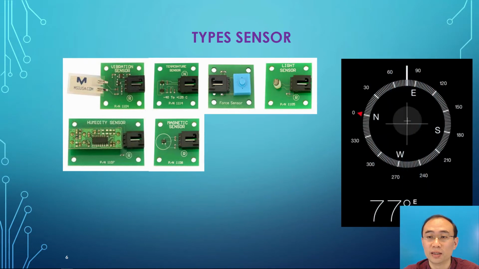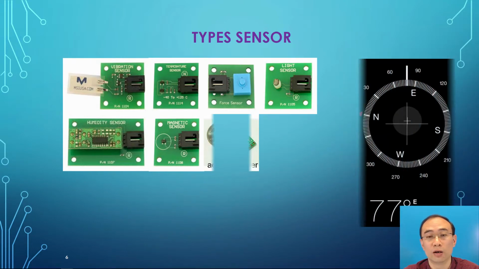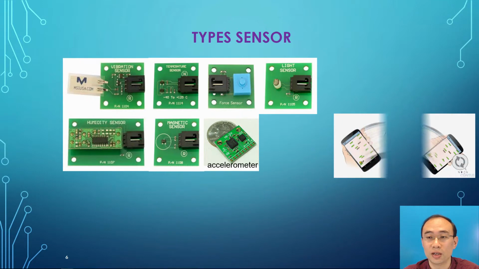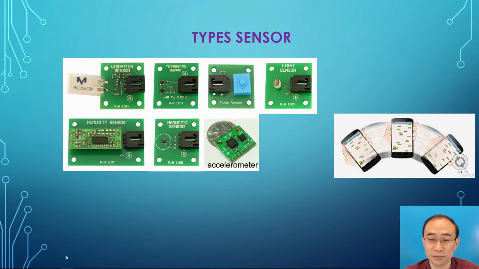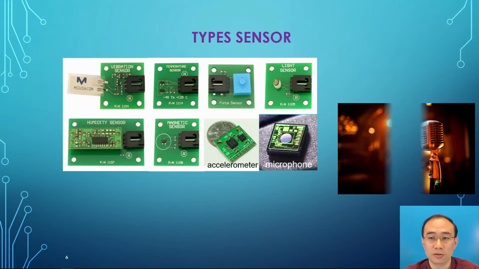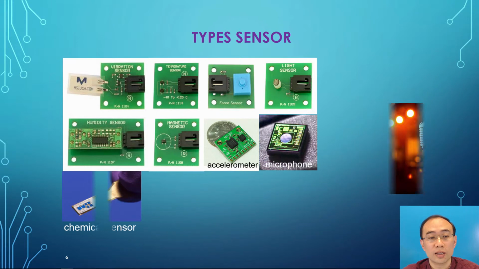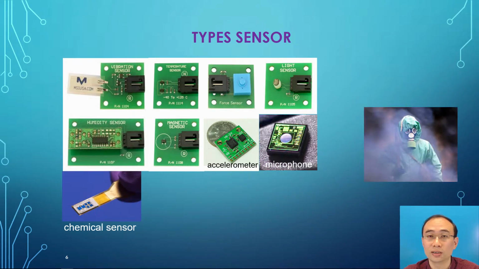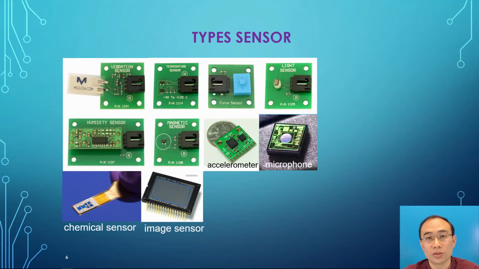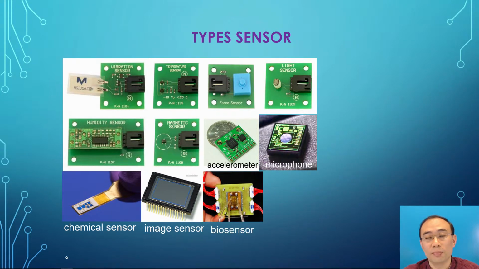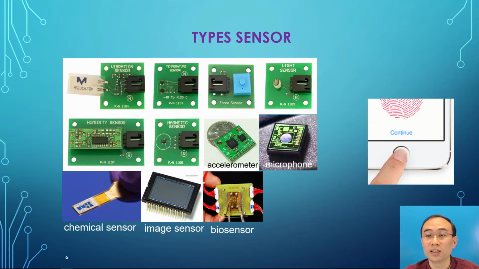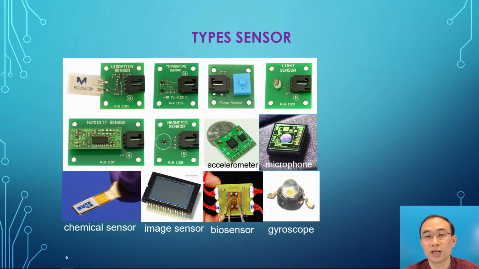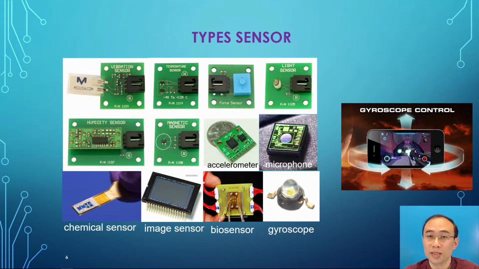Magnetic sensor makes compass application available on our mobile phones, and the accelerometer makes it possible for the mobile phone to detect motion or shaking. I'm sure you have used a microphone in your daily life. Chemical sensors can help to detect toxic gas. Image sensors are there in cameras. Biosensors, we use them in our fingerprint readers. And the gyroscope is the device which makes mobile phone games possible. So basically, we have different types of sensors.